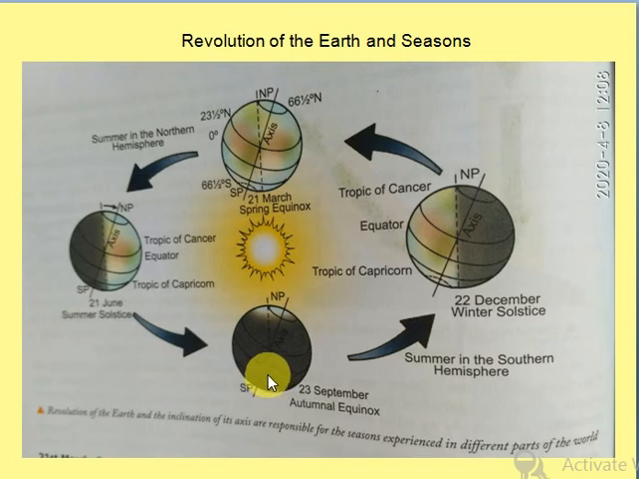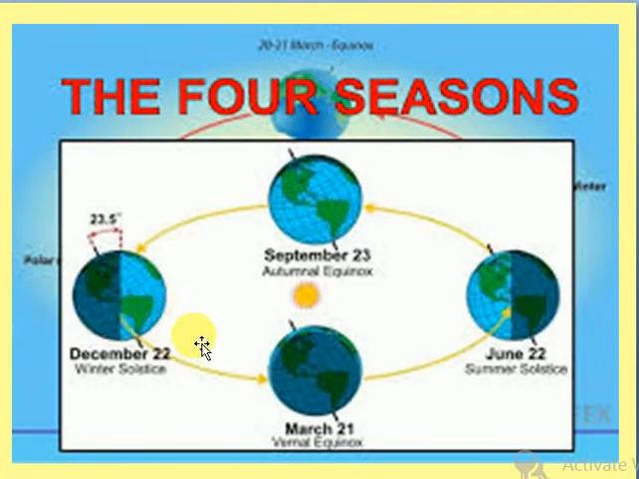Thus, you find that there are days and nights and changes in the season because of the rotation and revolution of the earth, respectively. These are the 4 seasons. So a year is usually divided into summer, winter, spring and autumn season. And the season changes due to the change in the position of the earth around the sun.